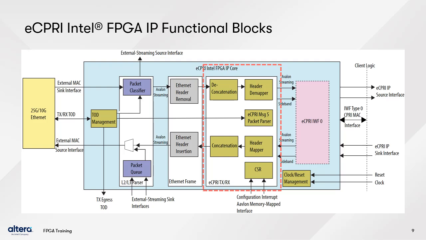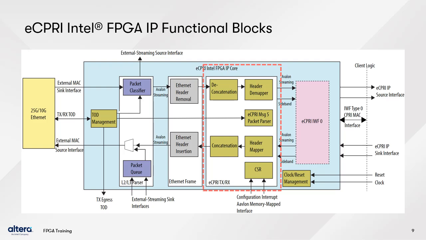In the receive path along the top, moving from the IP core into the FPGA fabric on the right, you can see deconcatenation and header demapper blocks. The header deconcatenation block returns concatenated messages back to their original eCPRI messages. The header demapper block removes the eCPRI header from the incoming message and forwards it into the FPGA logic. The CSR block at the bottom contains and provides access to all of the configuration registers for the IP core.